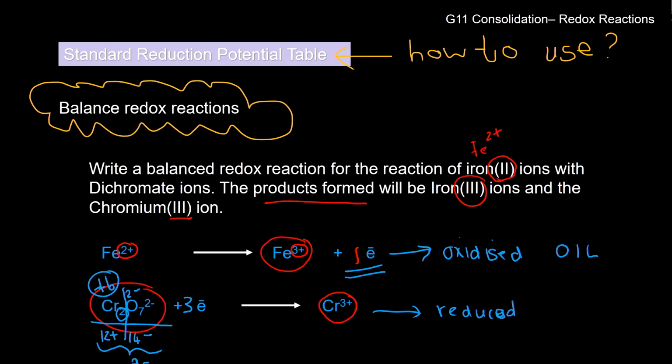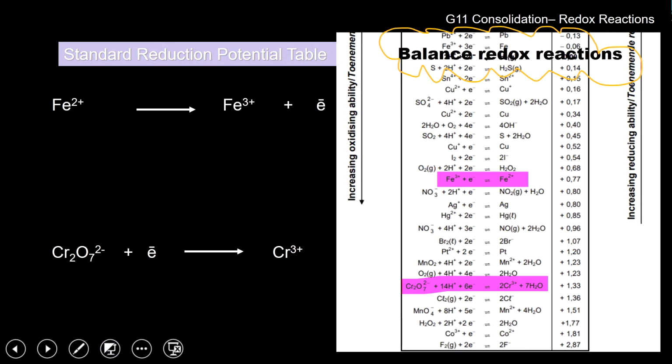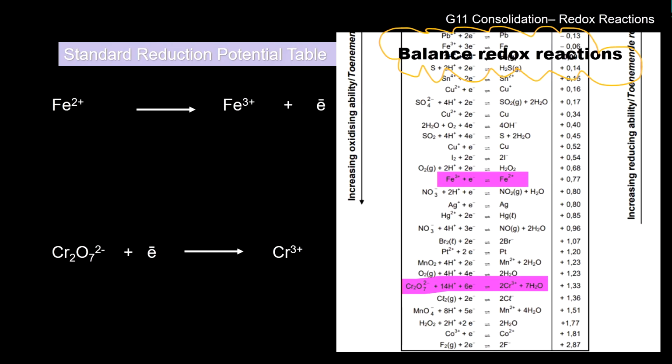Okay. What are we going to do with this information? We are going to write a balanced equation. We're going to use this table. So here I have a portion of this table. It's not the whole table. You can see here increasing reducing ability. So in other words, the thing at the top over here is a strong reducing agent. The one at the bottom is a weak reducing agent.